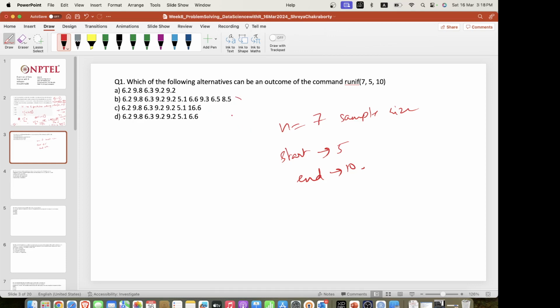So this option is already out of the scenario because it's definitely more than 7. 1 2 3 4 5, this is also out, not 7. 1 2 3 4 5 6 7, this is 7. 1 2 3 4 5 6 7, this is also 7. But then this is out because this 16.6 does not belong to the 5 to 10 range. So the correct answer is option D.